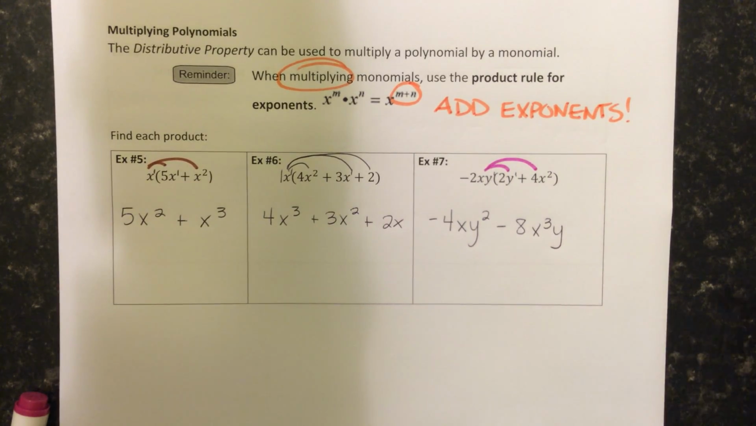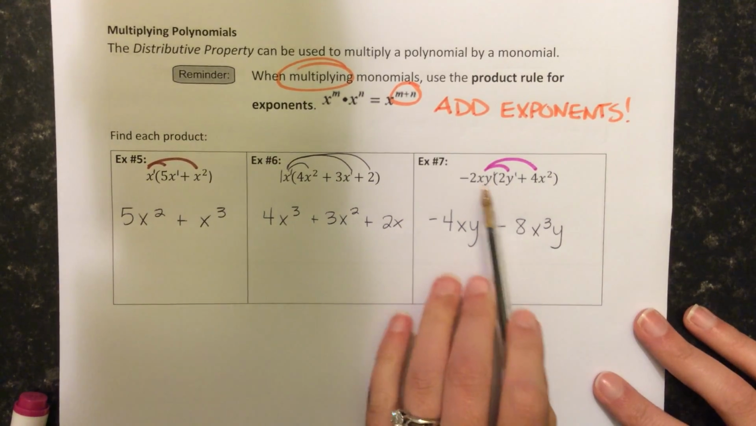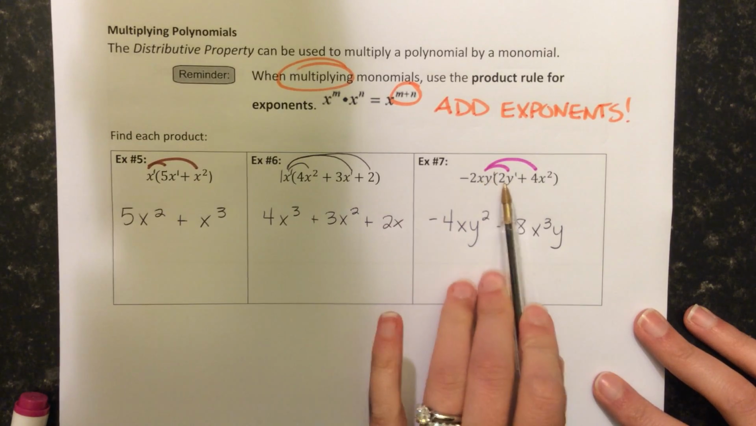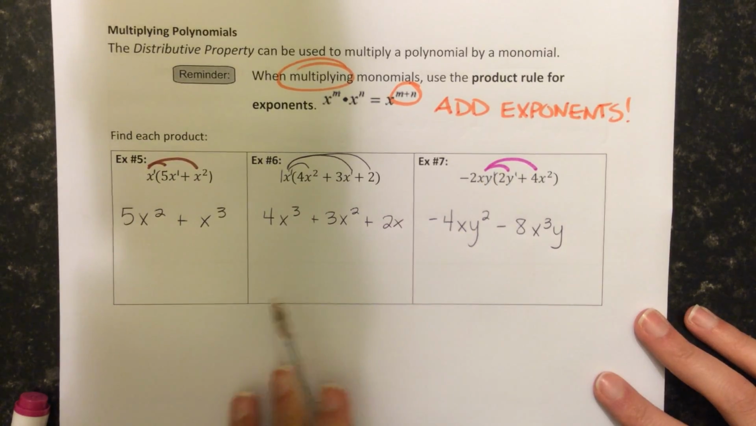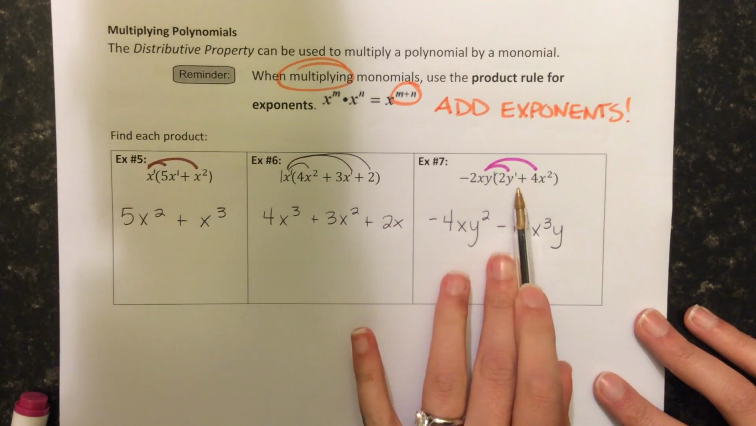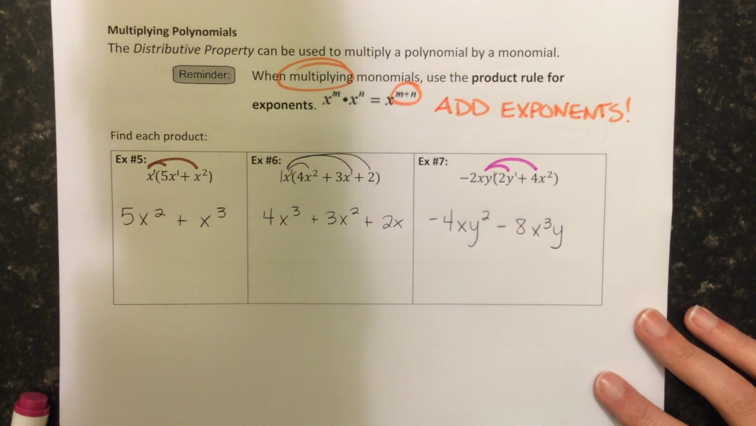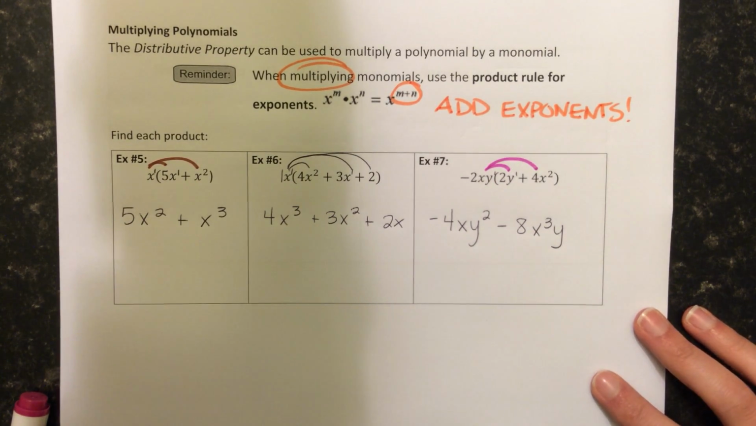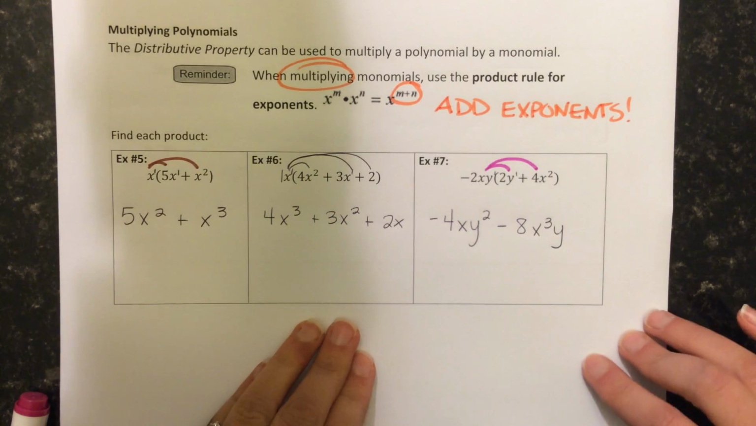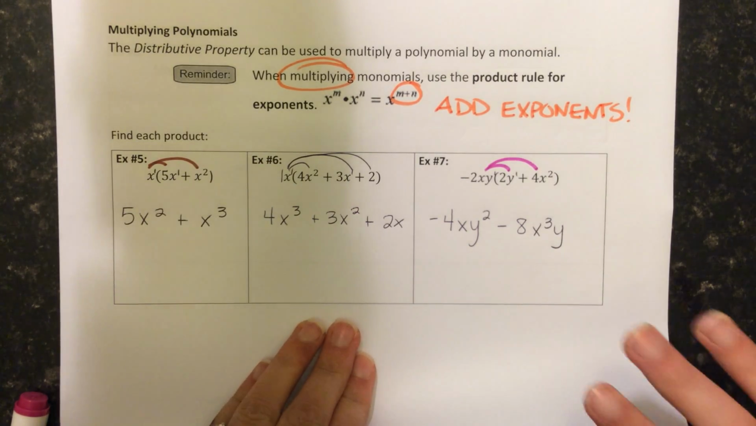So notice, just because the variables didn't match here, like for example, there was no x here, that doesn't mean x goes away. That's still there. We're multiplying all of this together. Okay? All right. So that's multiplying.